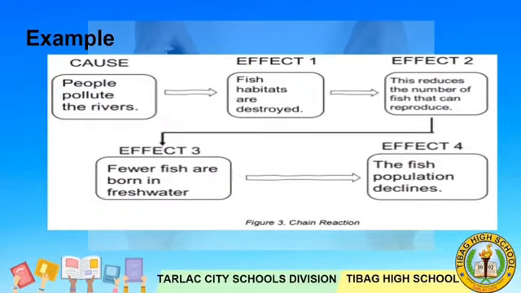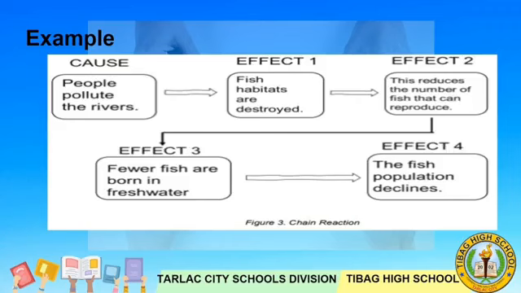Another example of a graphic organizer is what we call the chain reaction, just like what you are seeing. We have one cause and we have 4 effects. The cause is people pollute the rivers. Effect number 1, fish habitats are destroyed. Effect number 2, this reduces the number of fish that can reproduce. Effect number 3, fewer fish are born in fresh water. And effect number 4 is the fish population declines.